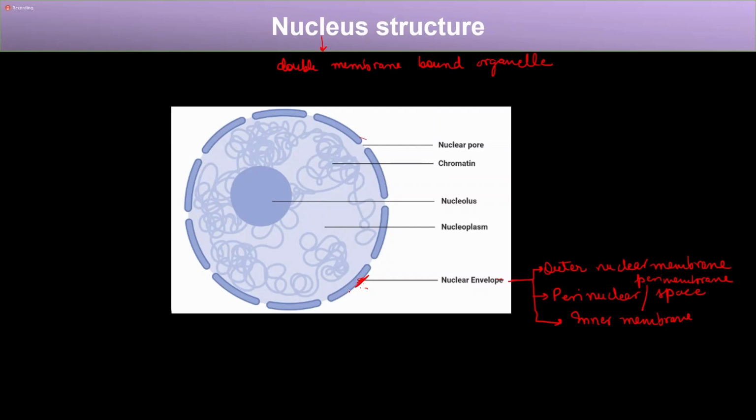Apart from this nuclear envelope, there is a gap between the nuclear envelopes, right? This gap is known as the nuclear pore. Then, what else are we seeing? We are seeing this condensed structure, which is known as chromatin. Then we have one central structure, known as the nucleolus. And the matrix present in the nucleus is known as nucleoplasm. We will see these structures one by one.